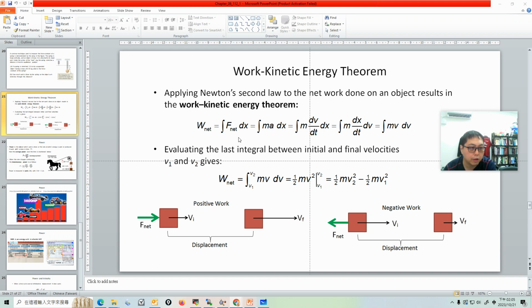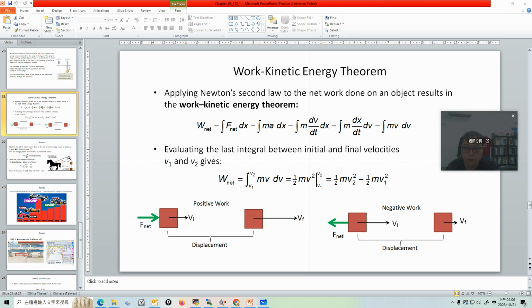So let's say work, and we use integration because this is the most general way to calculate work. We integrate the net force with respect to x, and use Newton's second law, F equals ma. Acceleration is the derivative of velocity with respect to time. And from here to here, he used a calculus trick.